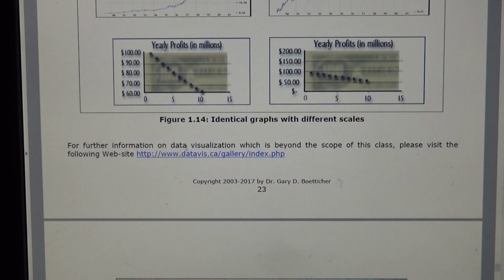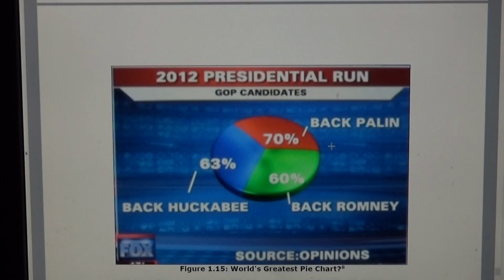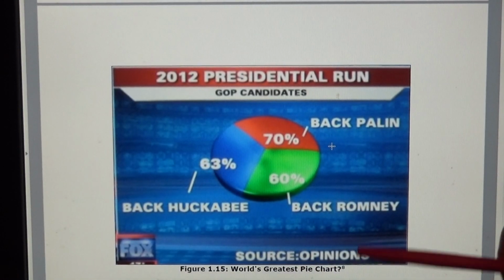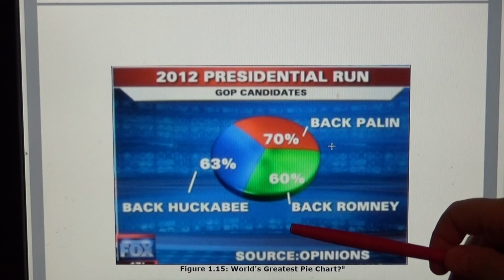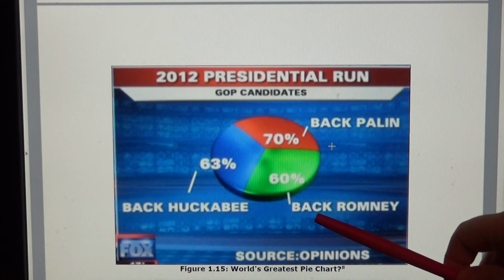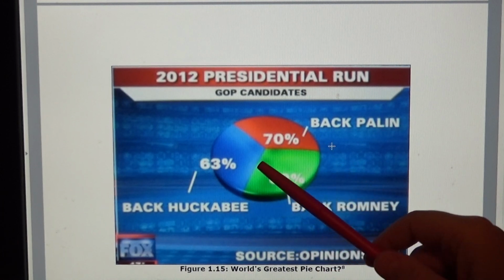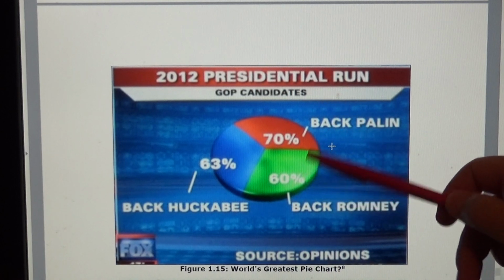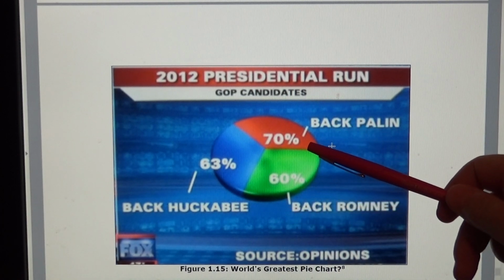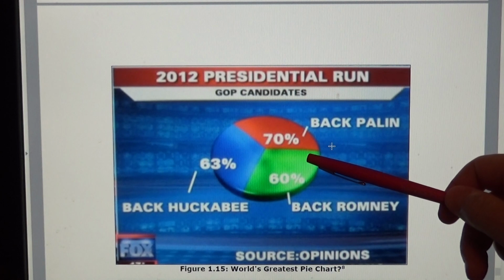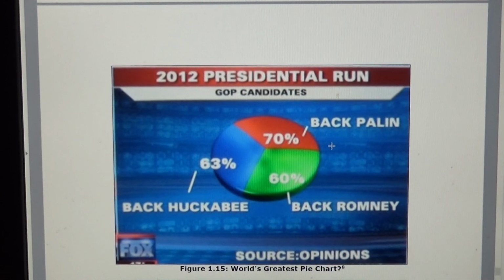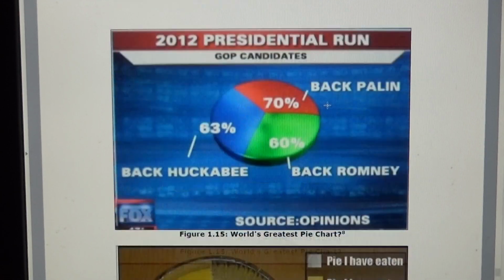Also, there's a nice web page showing you some interesting visualization there. This was actually from the election, Fox News and the GOP candidates 2012. So we had Sarah Palin, Romney, and Huckabee. But notice the numbers, 70, 60, 63. How do you add up and get, it's not 100%, it's almost 200% if I ballpark. So a little boo-boo there.